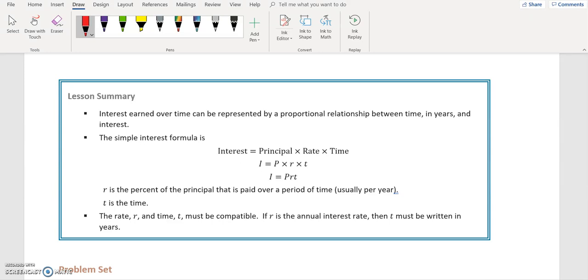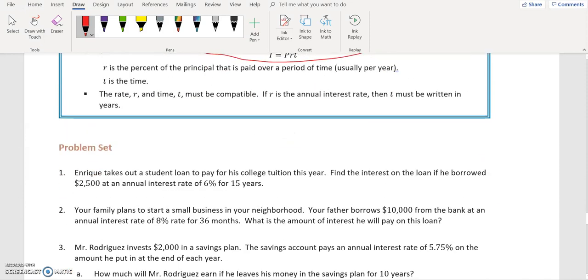Okay, our lesson summary. Interest earned over time can be represented by a proportional relationship between time in years and interest. Here's our formula that we definitely need to know. And we labeled it all before, so we want to make sure we know each of those things so that it's very easy for us to plug it in. Go ahead and do the problem set.